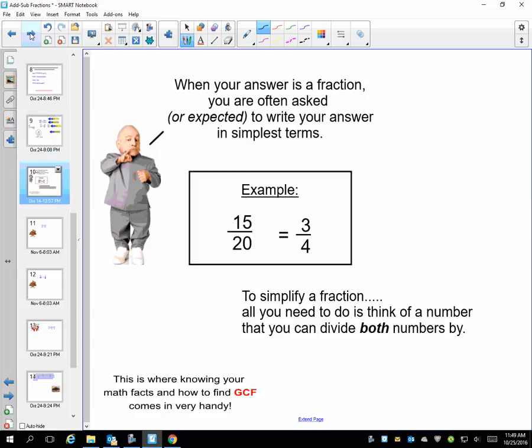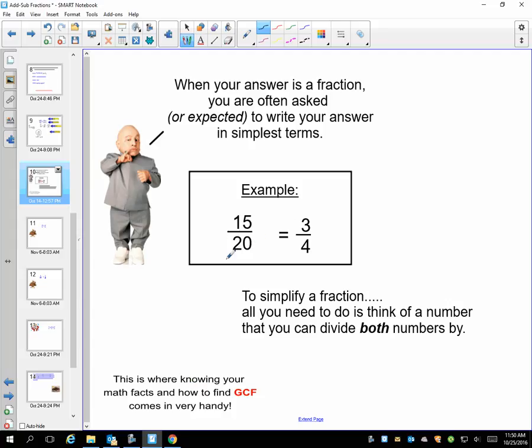Okay, so let's talk about simplifying. When your answer is a fraction, you are often asked or expected to write your answer in simplest terms. For example, 15/20 equals 3/4. To simplify a fraction, all you need to do is think of a number that you can divide both numbers by. This is where knowing your math facts and how to find the GCF come in very handy.